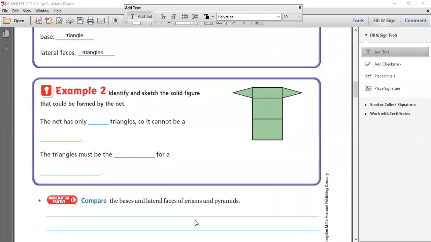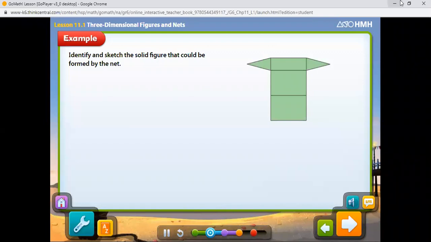The solid figure that could be formed by the net. Let's begin with a triangle. So here they want you to identify and sketch the solid figure. Here they gave you the net. So you have to draw the figure now. So they are showing you how to draw the solid figure. Now when you see, you can see that there are two triangles and three rectangles, but one of the rectangles is smaller and two of them are of the same size. So first see how they are going to draw.